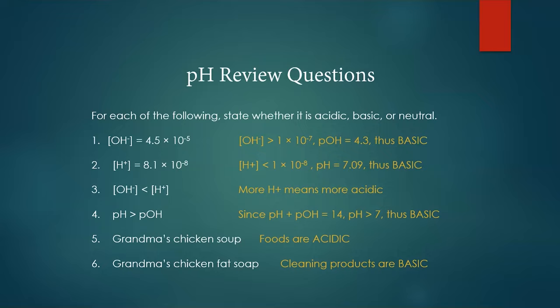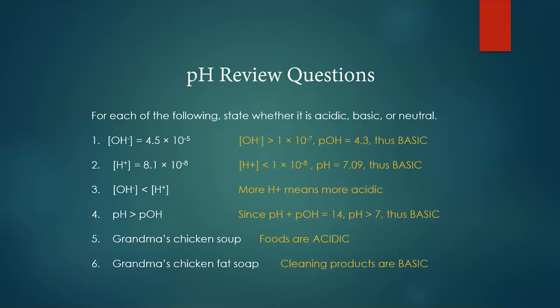For the third one, if the OH and the H+ are equal, it's neutral. If the H+ is greater, it's acidic. And if the OH is greater, it's basic. And in this case, since the H+ is greater, that means it's acidic.